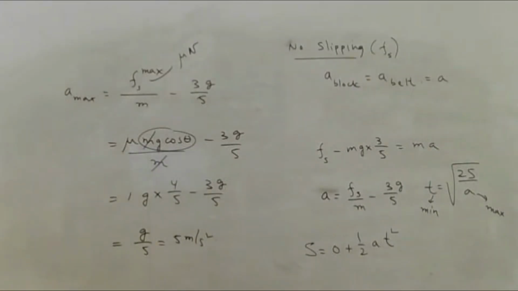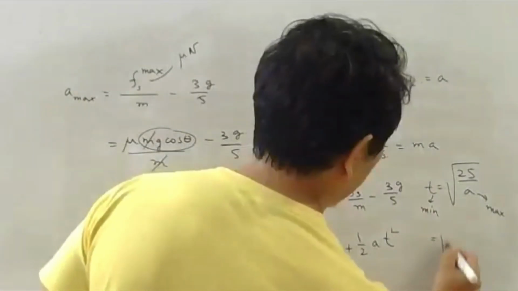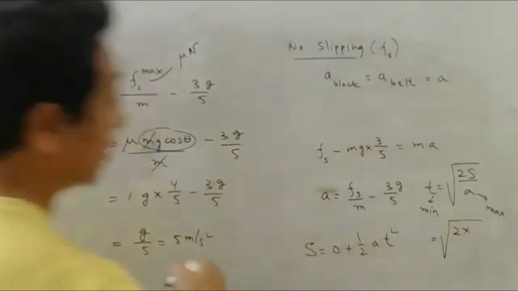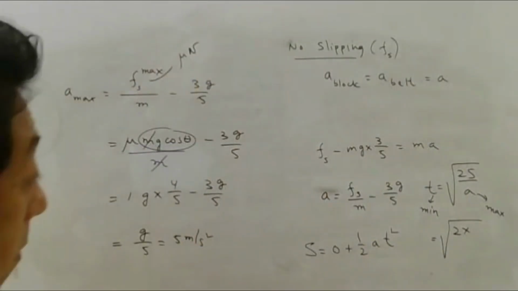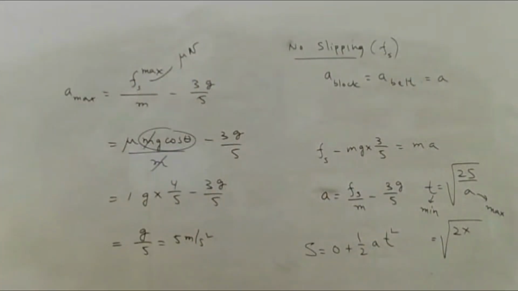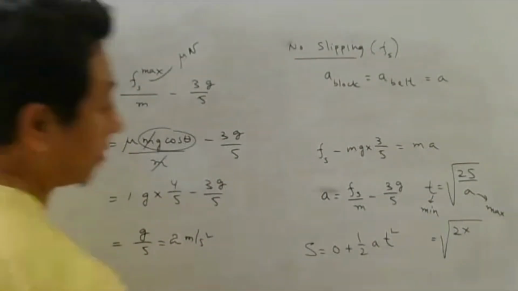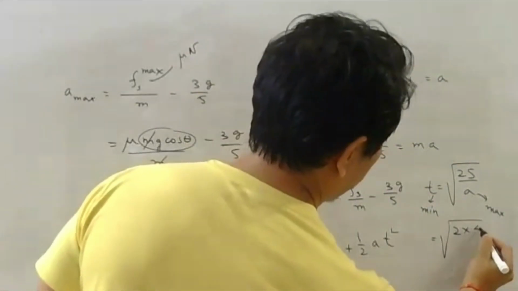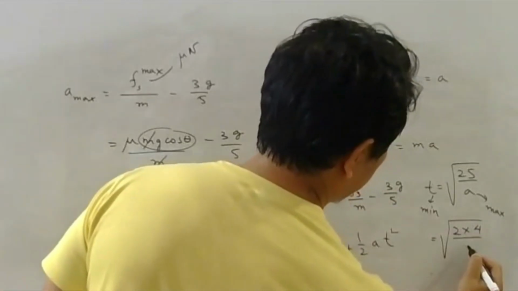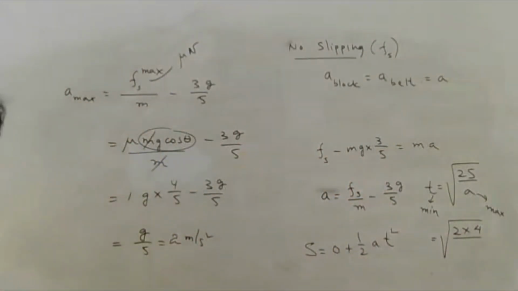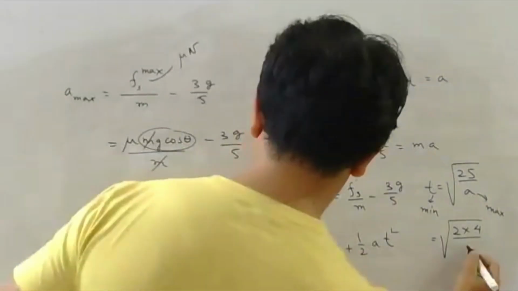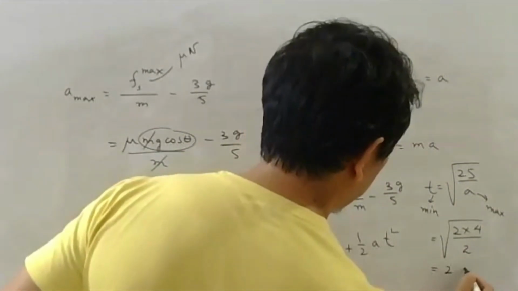Right? So this will be equal to under root 2 into, what was the distance for the belt? Sir, g by 5 is 2. Oh, sorry. This is 2. Distance was 4, no? The belt's distance. 4, sir. Yeah, so 4. A is 2. So answer is 2 seconds.